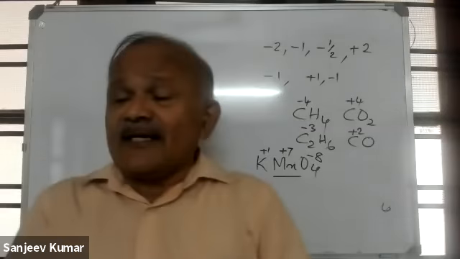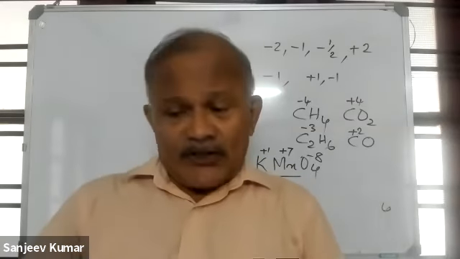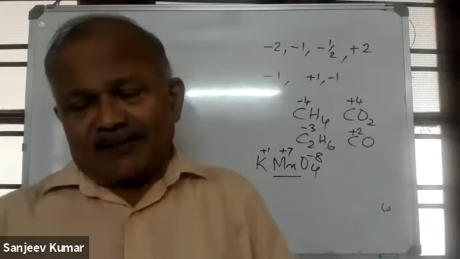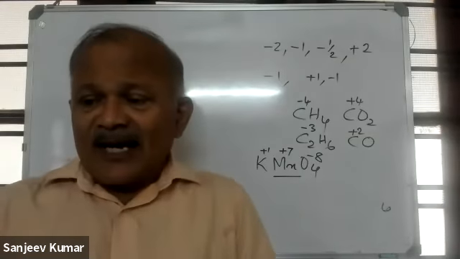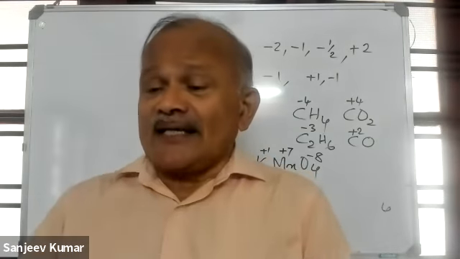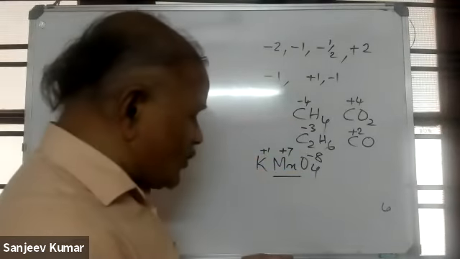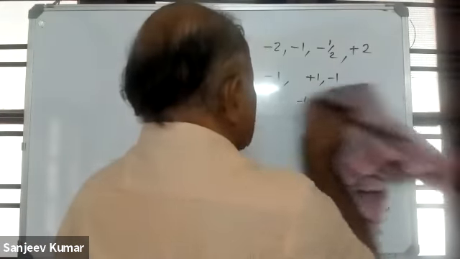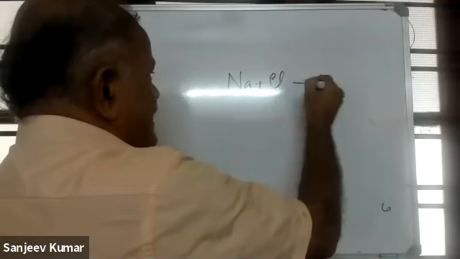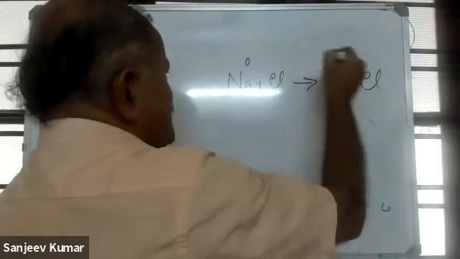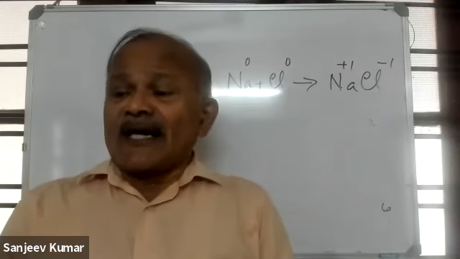The redox reaction means the simultaneous oxidation and reduction. That is, increase in oxidation number is oxidation, decrease in oxidation number is reduction. For sodium, when it loses an electron and becomes Na+, sodium is being oxidized. And chlorine is zero, and Cl minus is minus one. Decrease in oxidation number is reduction. Therefore, when sodium combines with chlorine to give sodium chloride, NaCl, sodium goes from zero to plus one, and chlorine from zero to minus one. Sodium is being oxidized and chlorine is being reduced.